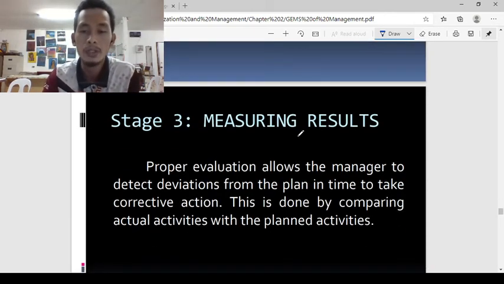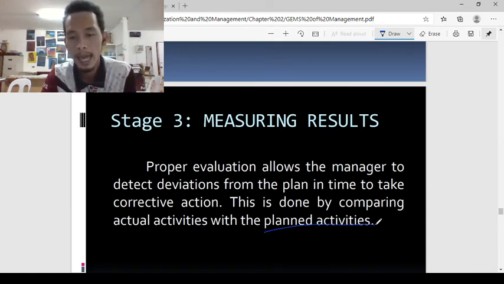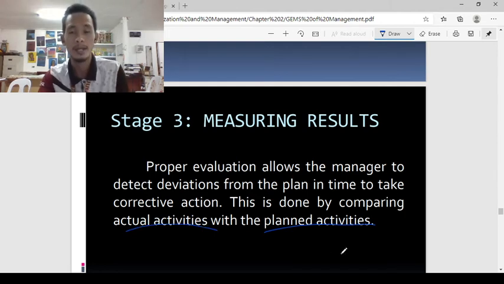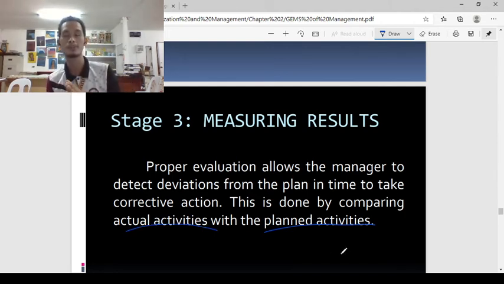Proper evaluation allows the manager to detect deviation from the plan in time to take corrective action. This is done by comparing actual activities with the planned activities. So measuring results, comparing actual activities with the planned activities. So i-measure nimo ang results. Unsa unsay naa sa measuring results?